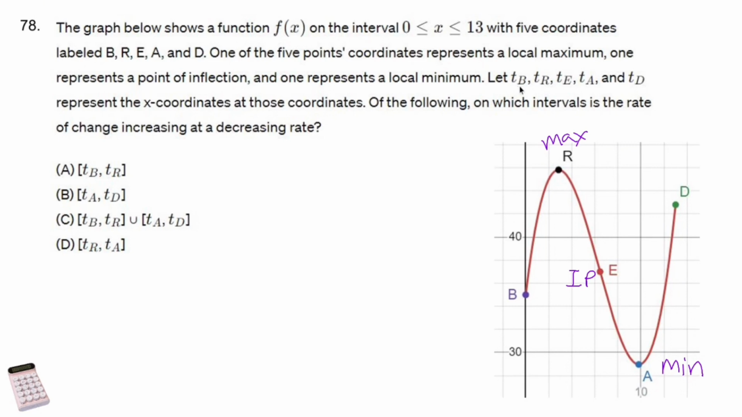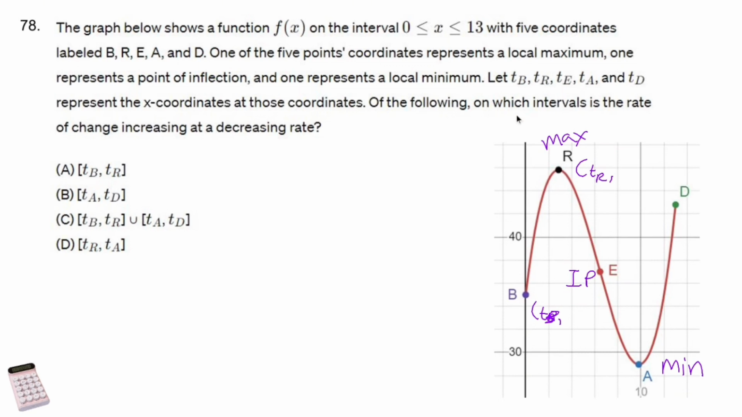Let T sub B, T sub R, T sub E, T sub A, and T sub D represent the x coordinates at those points. Instead of calling it 0, you would call the point T sub B, because we're going in order, then T sub R, and so on. It's kind of stupid the way they did that, but it looks like a problem on the practice test. That's why I did it this way.